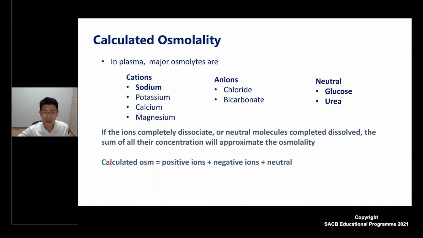So the calculated osmolality equals all your positive ions plus negative ions plus neutral molecules. Because of electrical neutrality, positive ions and negative ions should be about the same, so it is 2 times the positive ions. The neutral molecules are mainly glucose plus urea. So we can have 2 times Na plus glucose plus urea, because most of your positive ions fall under sodium.